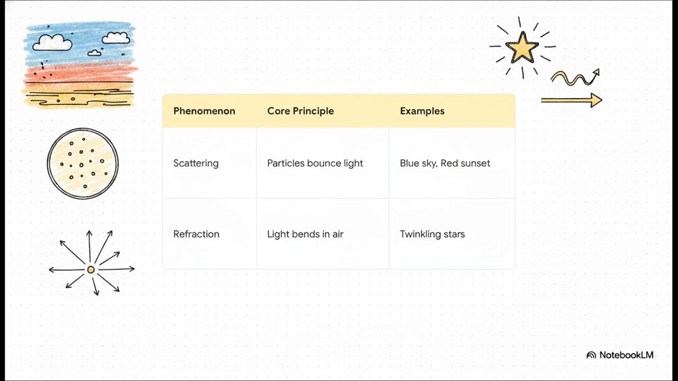If light is bending as it travels through changing layers of air, that's atmospheric refraction, like twinkling stars. But if light is physically crashing into a particle and bouncing off in all directions, which is the Tyndall Effect, that's scattering of light. That's what gives us our blue sky. Keep them separate and you're golden.